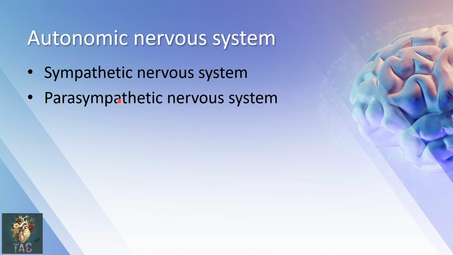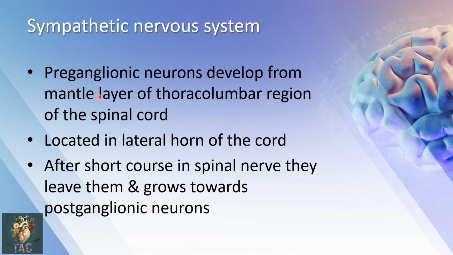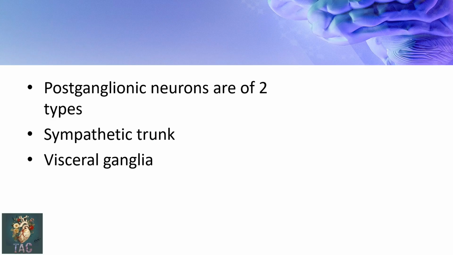The autonomic nervous system consists of the sympathetic nervous system and the parasympathetic nervous system. In the sympathetic nervous system, preganglionic neurons develop from the mantle layer of the thoracolumbar region of the spinal cord. So please remember, this is your MCQ again. The mantle layer of the thoracolumbar region of the spinal cord gives rise to preganglionic neurons located in the lateral horn of the cord, and after a short course in the spinal nerve, they leave it and grow towards the postganglionic neurons. Postganglionic neurons are again of two types. They may be present in the sympathetic trunk or in the visceral ganglia.